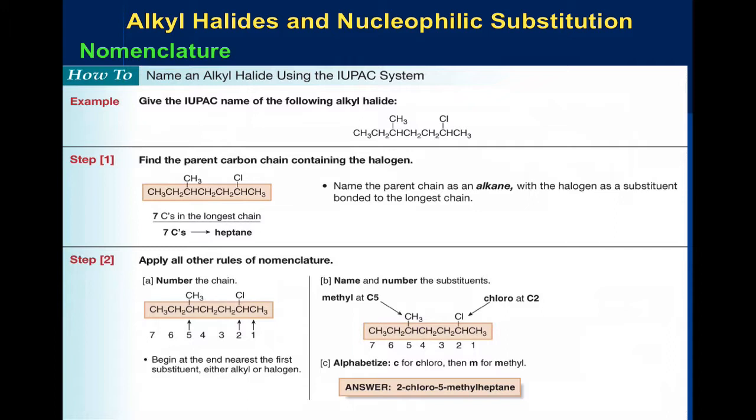Now what we have to figure out is our numbering, right? And so what's the rule for numbering? We're going to try to pick the lowest number at the first point of branching. And so it turns out that it's this way, 1 through 7, from right to left, right? So we have a chloro group at carbon number 2, and we have a methyl group at carbon number 5. We're going to alphabetize our substituents, just like we learned before, and this becomes 2-chloro-5-methylheptane. Is that molecule chiral or achiral?